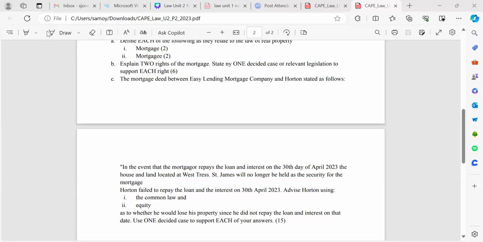What is the question asking of you? It says advise Horton. What's the advice? It wants us to use common law and equity. So, Miss, I know there's the right to the equity of redemption, yes?